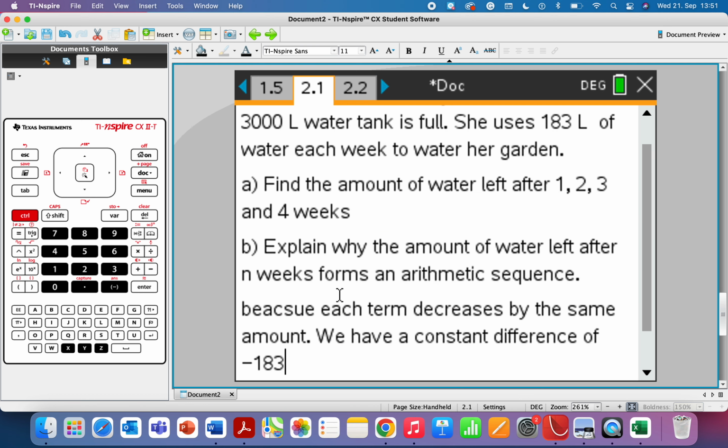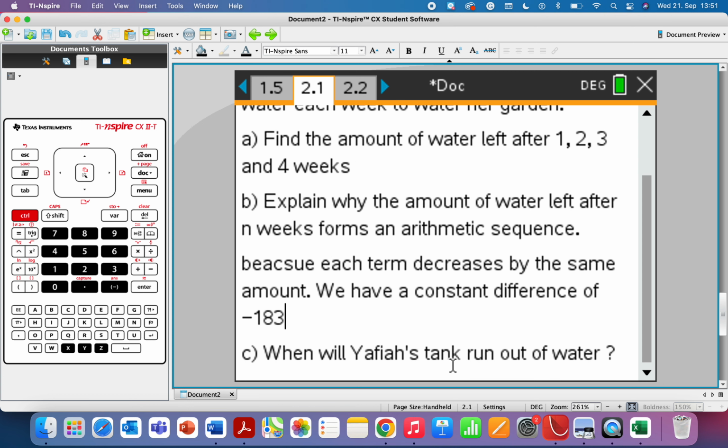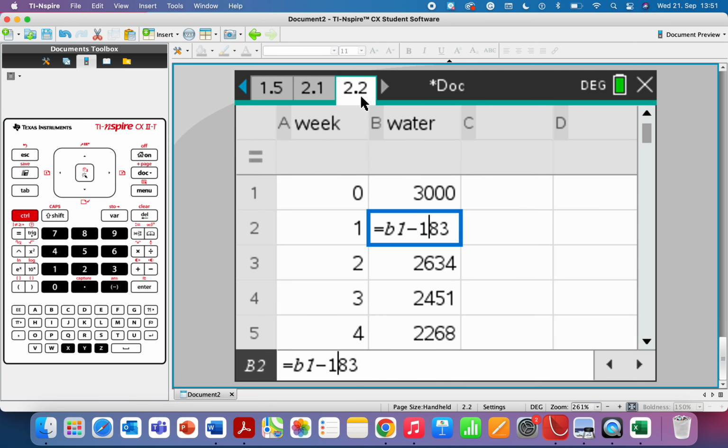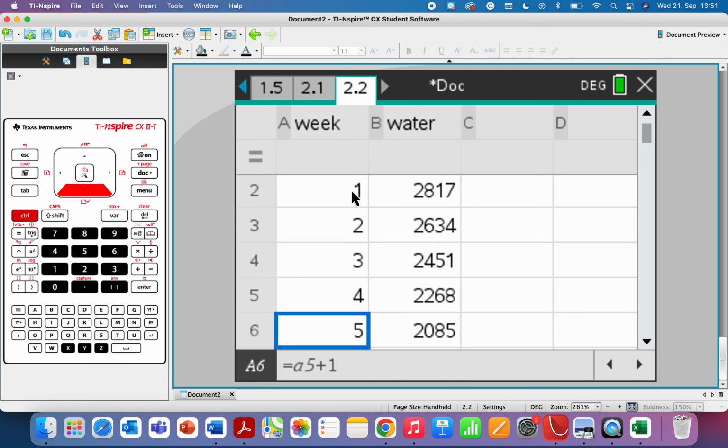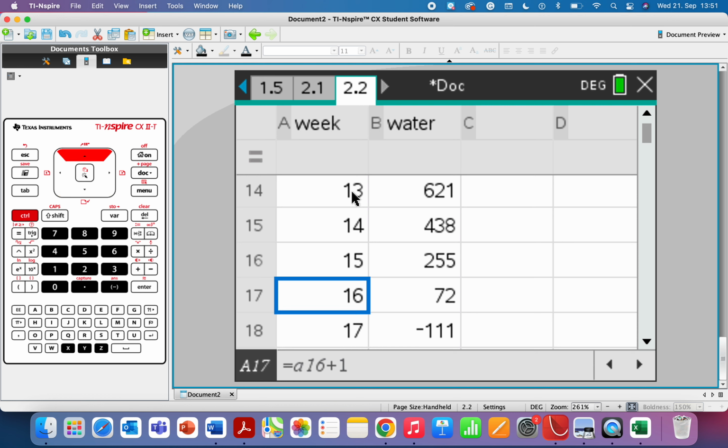And then finally, let's see the final question. When will Yafia's tank run out of water? Well, basically, we can just scroll down here now, right? Look. After the 16th week, we've still got a bit of water left, but when we go on the 17th week to take out that amount of litres, we are going to run out. So basically, we've got enough for 16 weeks, but we will run out in the 17th week.